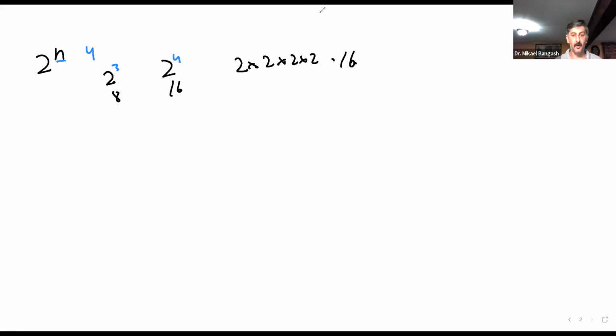Not to talk about if we go and say 2 raised to the power 5. This will mean 2 times 2 is 4, times 2 is 8, times 2 is 16, times 2 is 32. So 2 raised to the power 5 can show you up to 32 shades of gray on your image. Did that make sense?